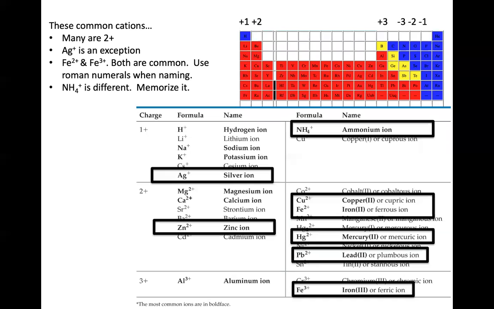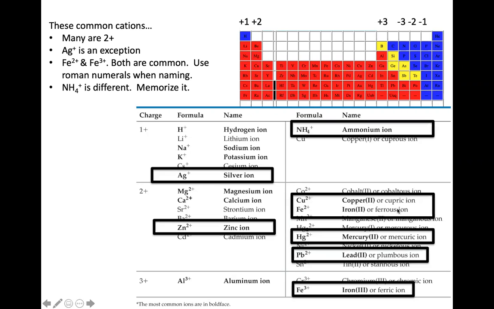If I look, I see iron listed twice as iron 2 plus and iron 3 plus. Both of these, it turns out, are common in our everyday world. If we want to designate something as either iron 2 plus or iron 3 plus, we use Roman numerals. So if I see iron 2 plus here, notice it has iron and then Roman numeral 2.